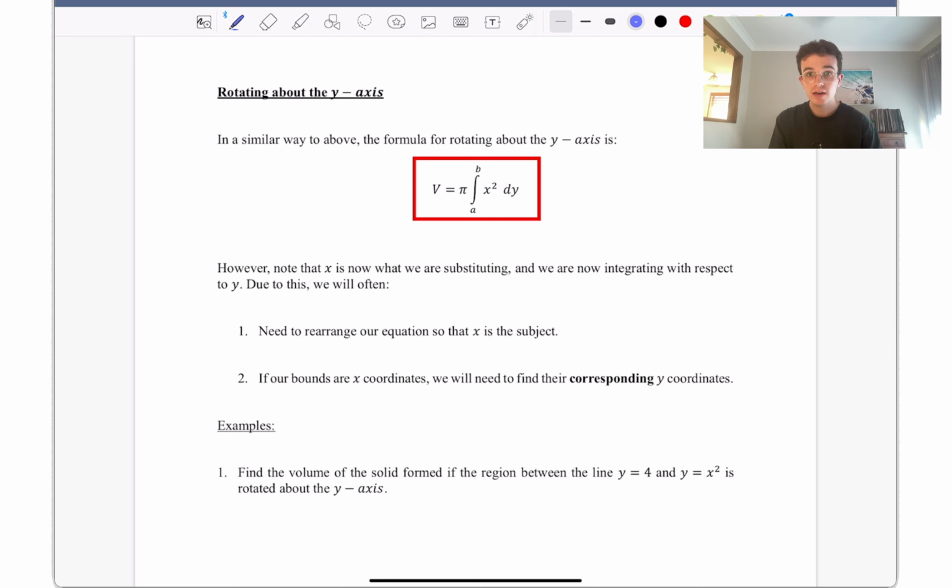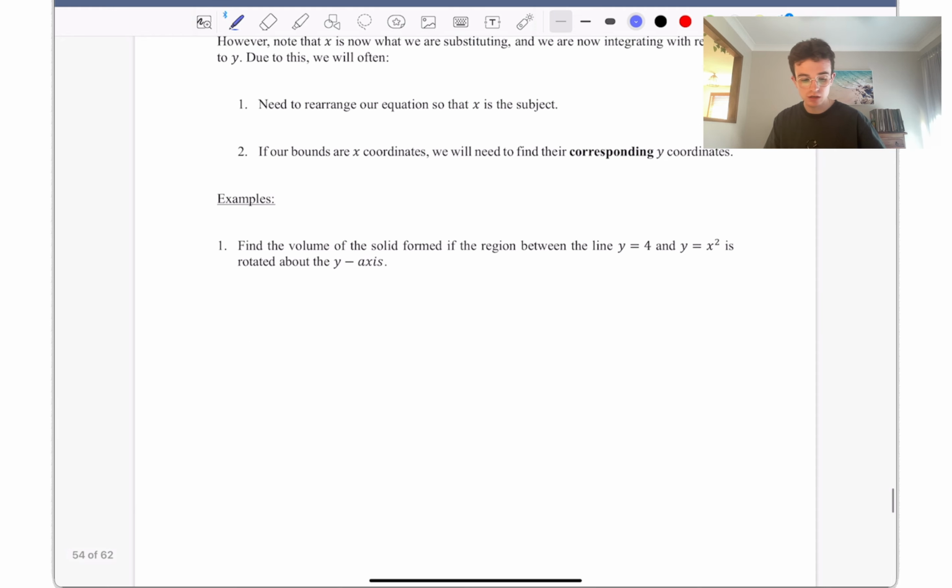Now, importantly with these questions, if our bounds are given as x points, we need to find their corresponding y points because we're integrating with respect to y, not x anymore. Also, we need to find x squared, so sometimes we might need to make x the subject of our equation.